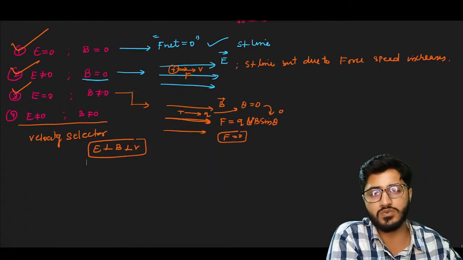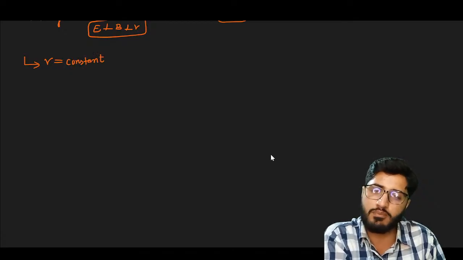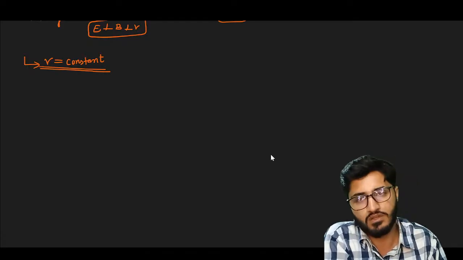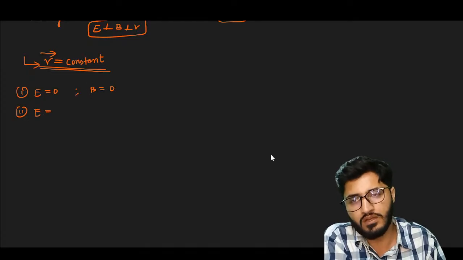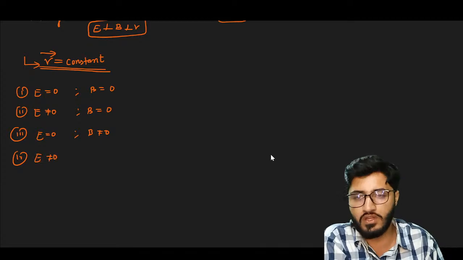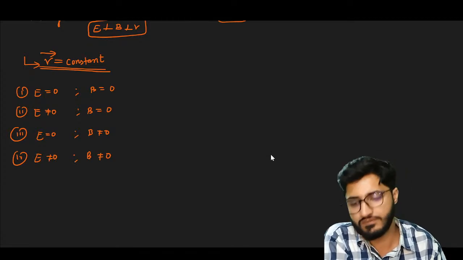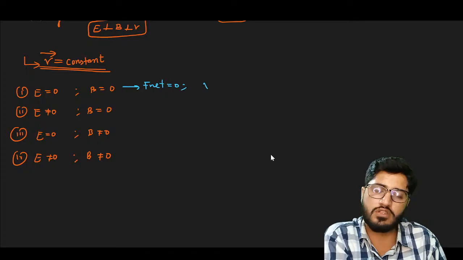Let us suppose we increase one thing. In the last numerical, my velocity needs to be constant. That means speed needs to be constant, or velocity, there is no issue. Options: first, E is 0, B is 0. Second, E not 0, but B is 0. Third, E is 0, B not equal to 0. Fourth, E not equal to 0, B not equal to 0. We know that here net force is 0, so V is constant.